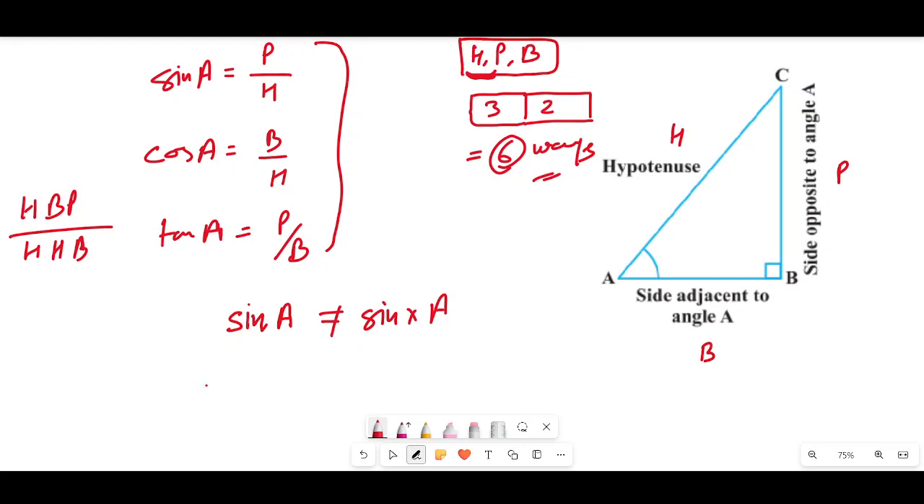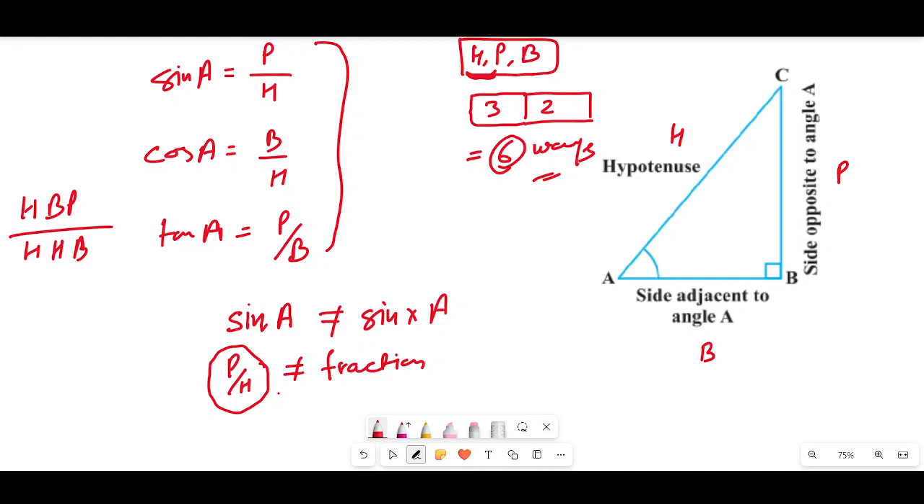And if you talk about P by H, it is not a fraction. First, it is not a fraction. Clear? It is a ratio, an exact value, but it is not a fraction. This is the common point.